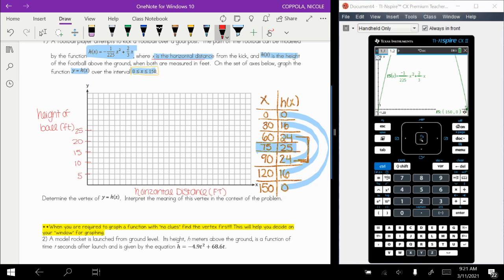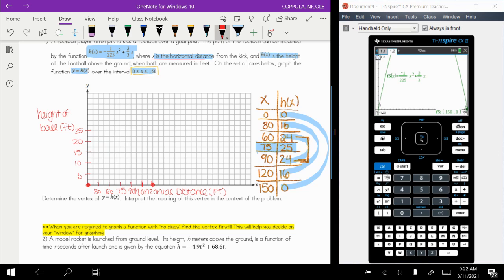So my horizontal distance, I have to get to 150. So it looks like I can count by 15s because I have to go 15 to get from 60 to 75. So this will be 15, this will be 30, 60, 75. Oh, it's a little crammed. That's okay. 90, 120 is right here, and 150 is going to be my x-intercept. So I could have spread out a little bit, but that's okay. So I plotted my 0 and my 150.